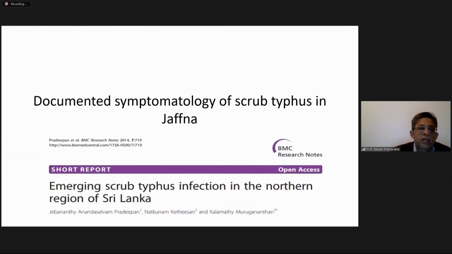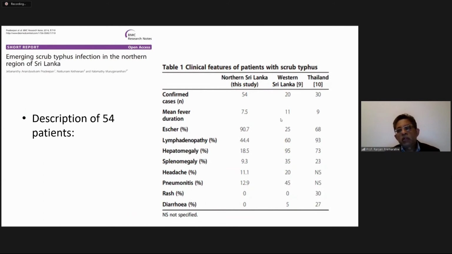Right. This is the documented symptomatology of scrub typhus in Jaffna. I thought it will be interesting for you all as well, because it may be important for you. Right. So they basically are comparing the symptomatology of 54 confirmed patients of scrub typhus with the symptomatology of patients described in Western Sri Lanka and in Thailand. They have found a very high percentage, 9%, of eschar rate in them compared to the rest.